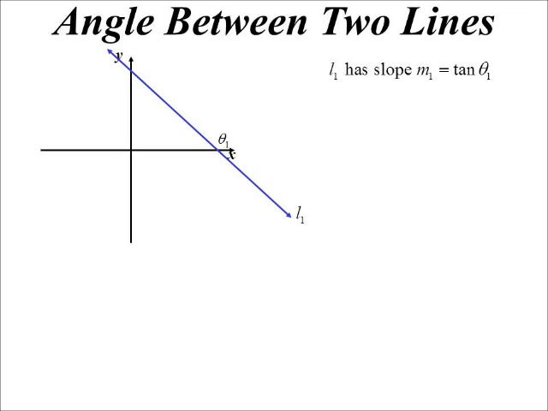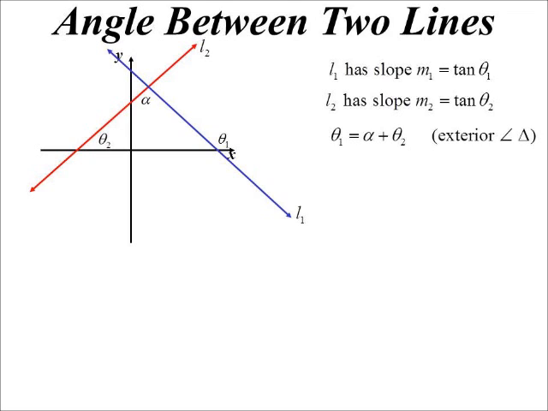So line 1 here would have a slope of whatever the tan of theta 1 is. Drawing a second line, it would have a slope of tan of theta 2. The question is, what is the angle between the two lines? Now, I could use a little bit of Euclidean geometry, and that being the exterior angle of a triangle, I know that theta 1 would be alpha plus theta 2. We're trying to find alpha, so if I rearrange that, alpha is theta 1 minus theta 2.